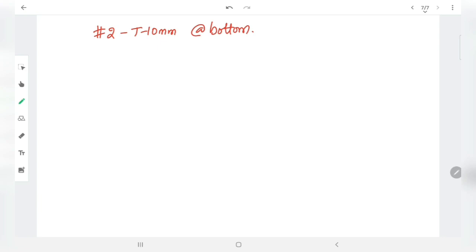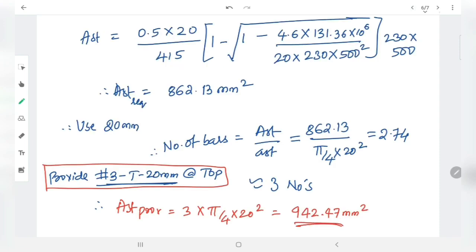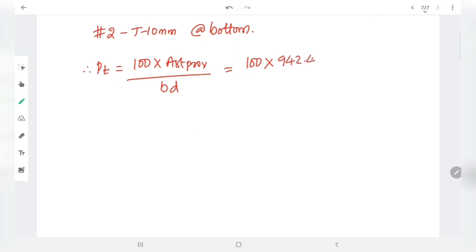Here I will be finding the percentage of tension reinforcement, that is 100 into AST provided by BD. 100 into AST provided, which we have calculated as 942.47, divided by B is 230, D is 500. When you calculate this, you'll be getting 0.81%.